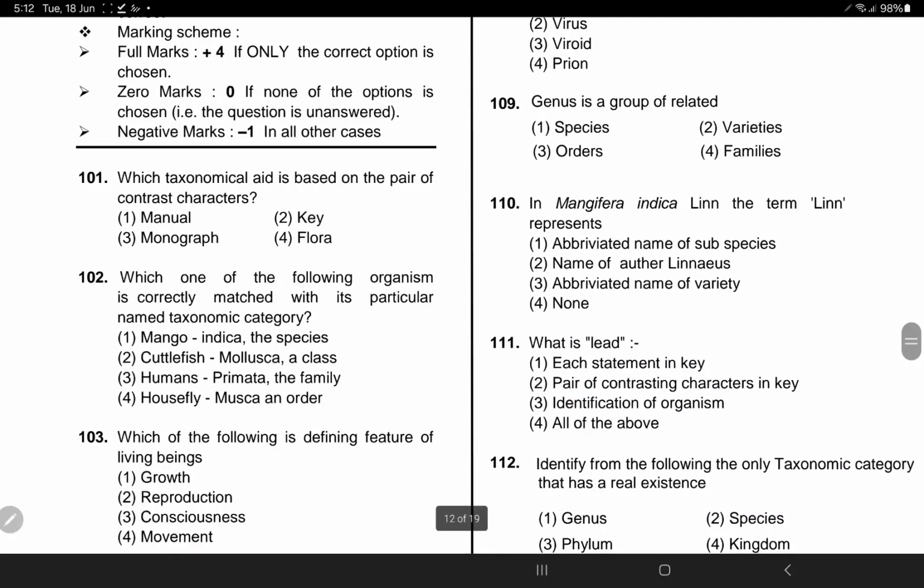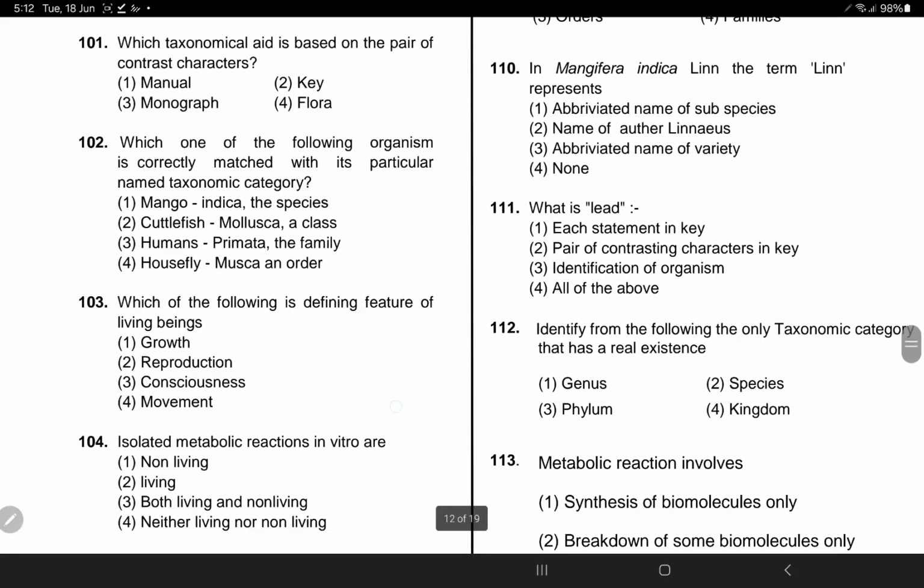Which of the following is the defining feature of living beings? The defining feature of living beings is consciousness. Growth, reproduction, movement are just normal characteristic features, not the defining characteristic features. Isolated metabolic reactions in vitro are, this is a very important question, neither living nor non-living. Let me explain. For example, a biological reaction happens in a test tube. You can't call the test tube a living thing, nor the reaction a living reaction. That's why it is neither living nor non-living. So the answer is 4.